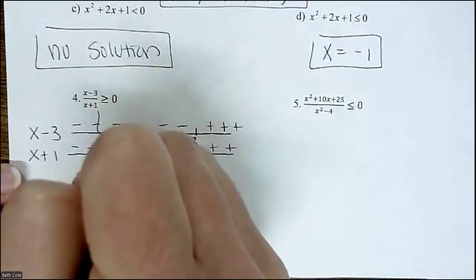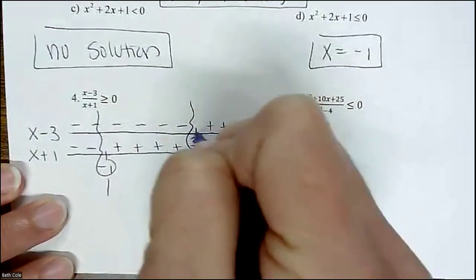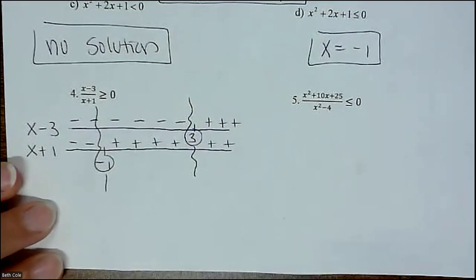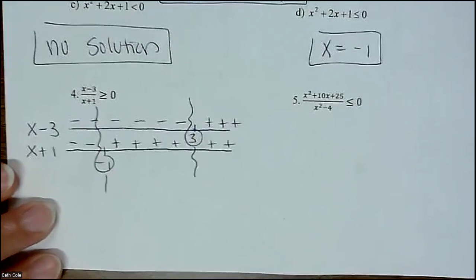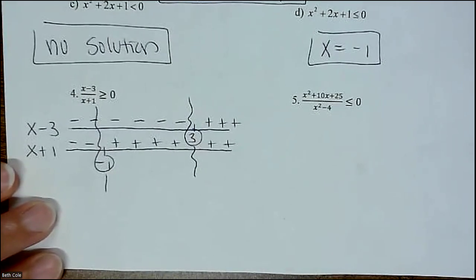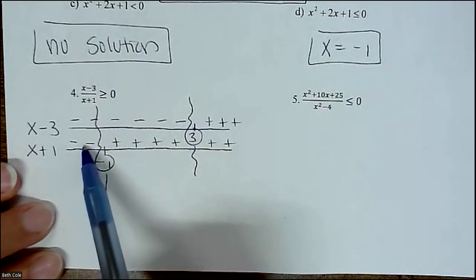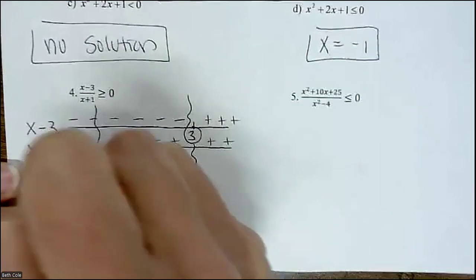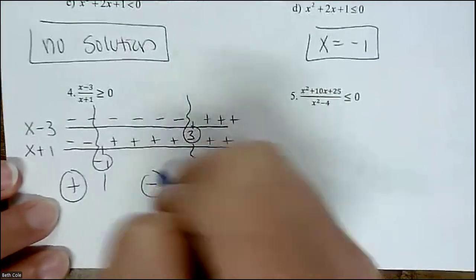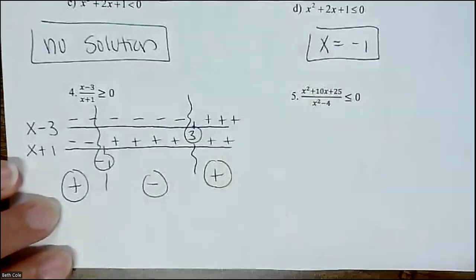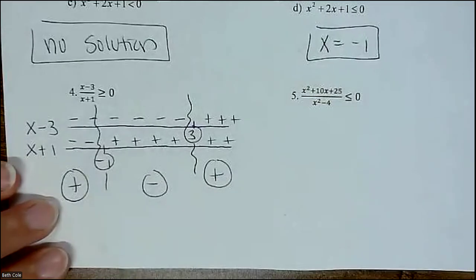And we're going to draw in our little balloon strings and figure out the overall sign of the whole thing. So for the first section, we have a negative times a negative is positive. And then this section's negative, and then a positive times a positive is positive. Again, that all usually goes beautiful.